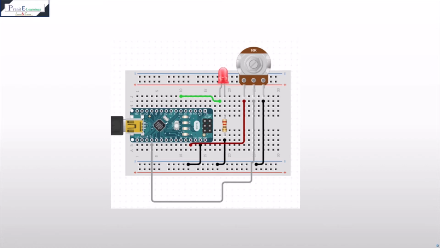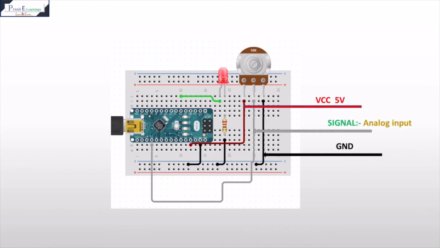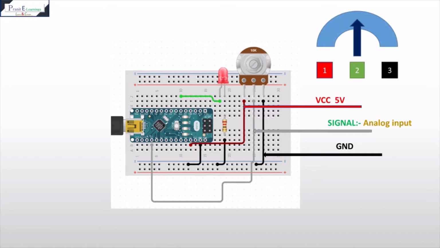The first pin of the potentiometer is always VCC, that you have to connect to the Arduino 5 volt pin, and the middle pin is always the signal pin, that is the analog input pin which you have to connect to any of the pins from A0 to A7, and ground is connected to the Arduino ground. Explaining the potentiometer easily, you can see that the red part is always the VCC, the second, the middle pin of the potentiometer, is always the signal pin, that is the analog input pin, and the third, the black part you can see, is the ground of your potentiometer. Now let's move to the coding part.